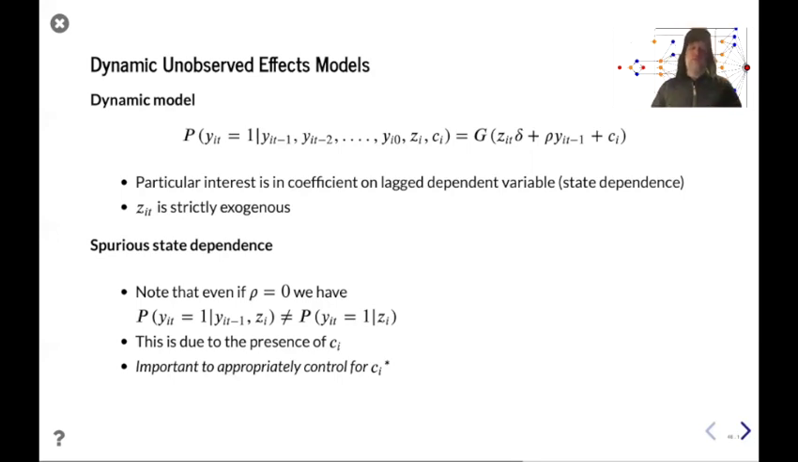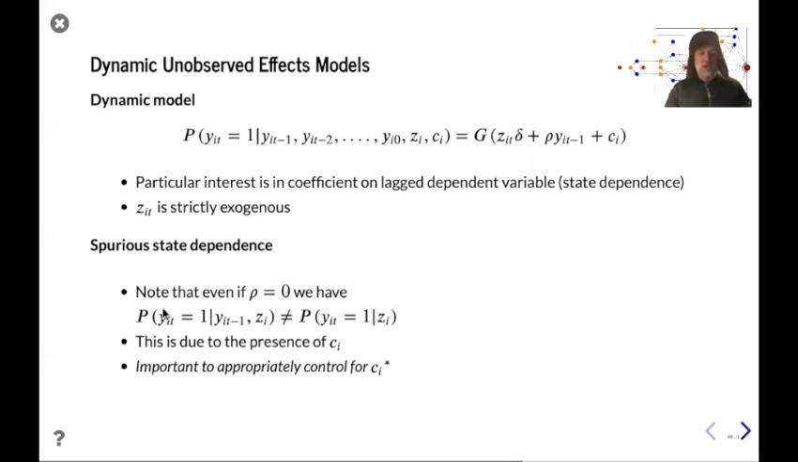And actually, even in the case where rho was equal to 0, you'll see, and I'm going to show you some simulations, that if you neglect that heterogeneity and do not appropriately control for it, and try to estimate a probit model, then you're going to get a positive coefficient on the lagged dependent variable.